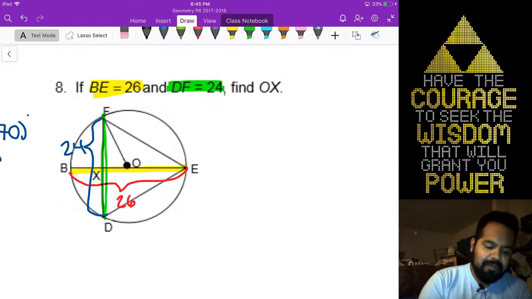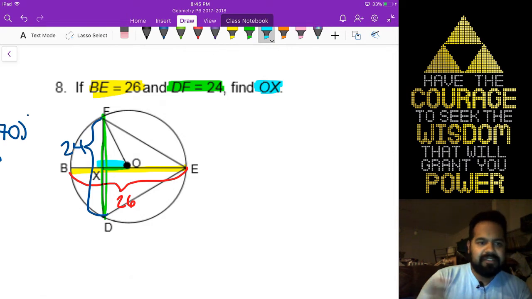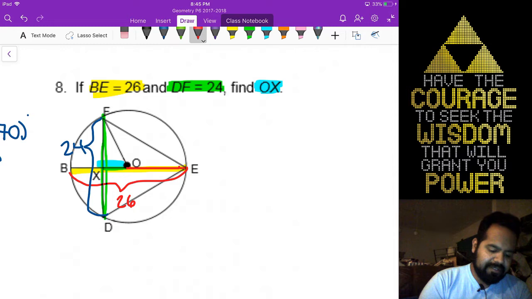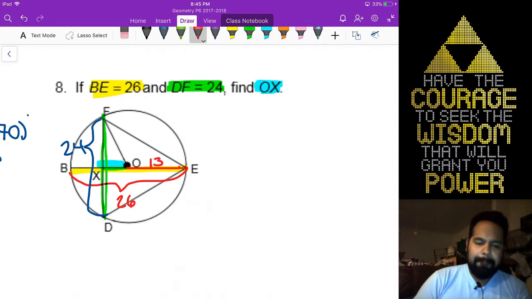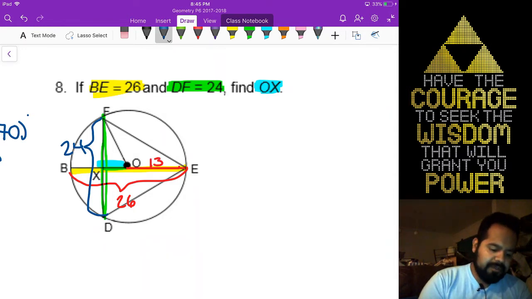Kids these days. I want to find OX. I'm going to find me an OX, which is right here. Now, I know there's a lot of stuff going on here, but let's break it down. This length here is my radius, which is going to be half of the 26. And then that 24 is half of the chord. So I know that that's going to be 12.